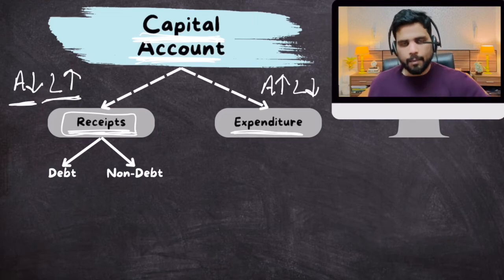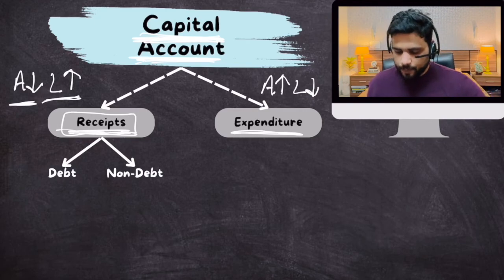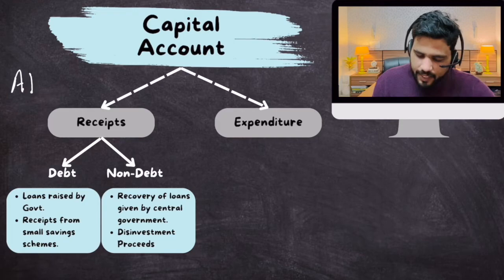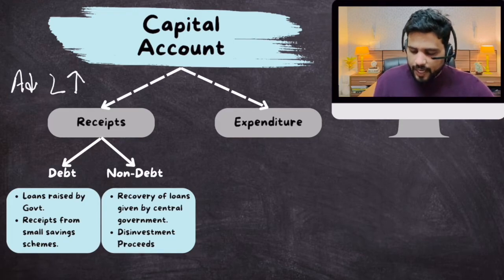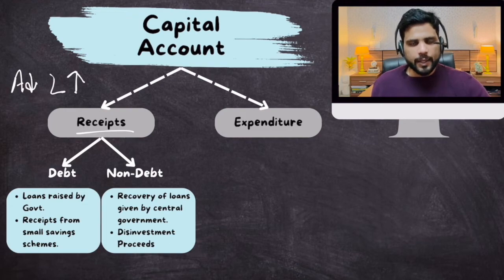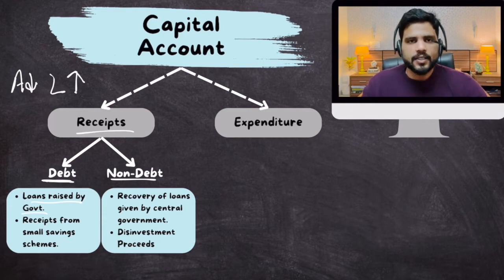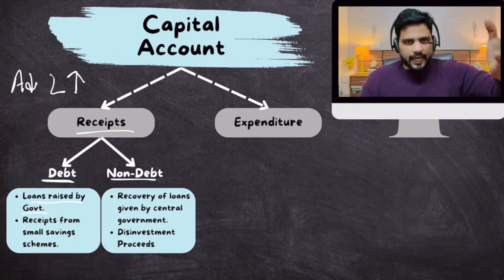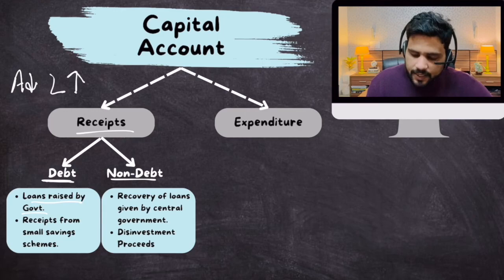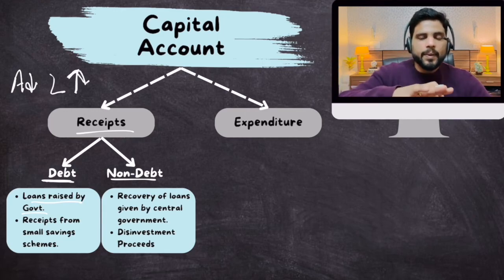Let us discuss some examples of capital receipts. What did I tell you? If your assets decline or your liabilities increase, those are capital receipts. Now, capital receipts are of two types: either they increase debt on you or they do not. First, loans raised by the government. Government securities are nothing but borrowing instruments of the government. Government borrows money through those securities, so it receives money. That is a receipt, but it increases the liability of the government because that loan has to be paid back.